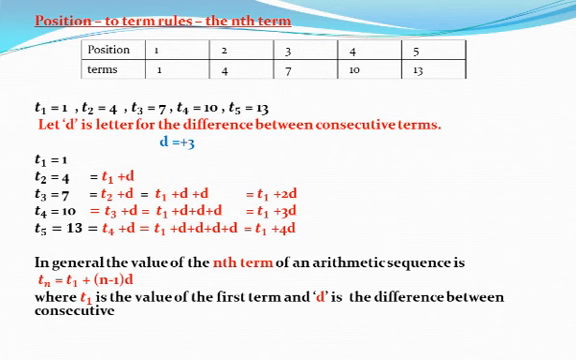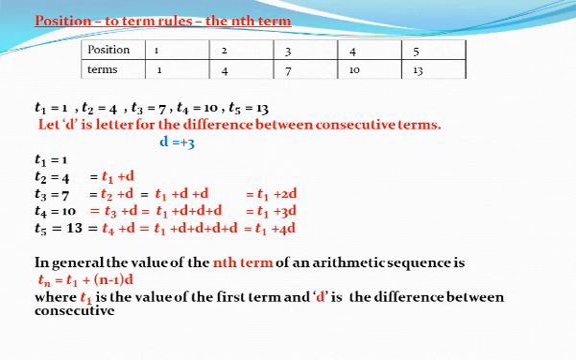T1 is equal to 1. T2 is equal to 4. But we know T2 is T1 plus D. T3 is equal to 7. But we can write it as T3 is T2 plus D. That means T1 plus D plus D. Or we can write it as T1 plus 2D.